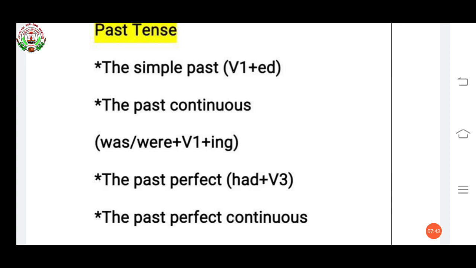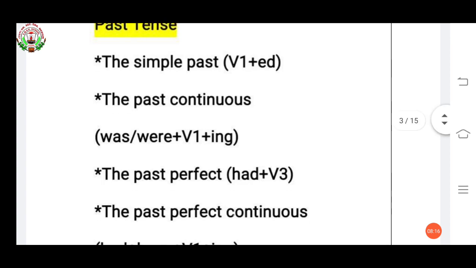The past continuous, you must use was or were plus verb first form, then ing. Where do you have to use was or were? Was you can use with singular: I was, she was, he was. Were must be used with plural. So after were, verb first form, then ing.